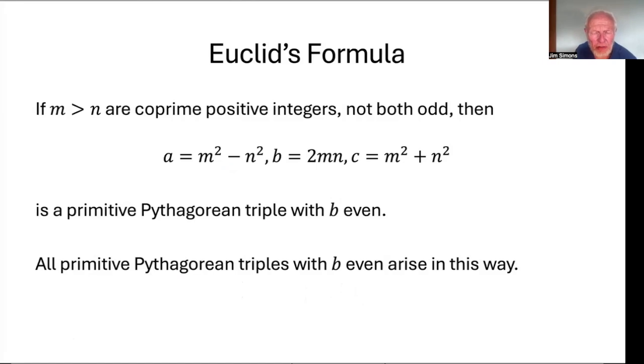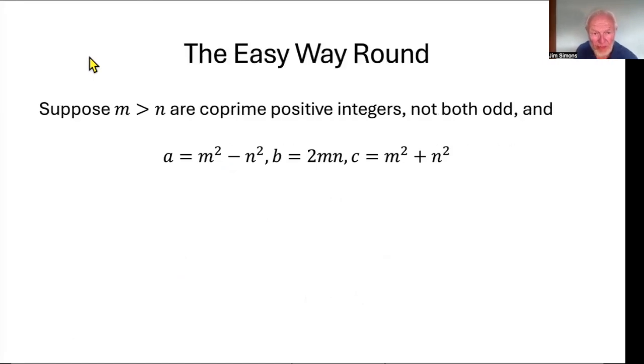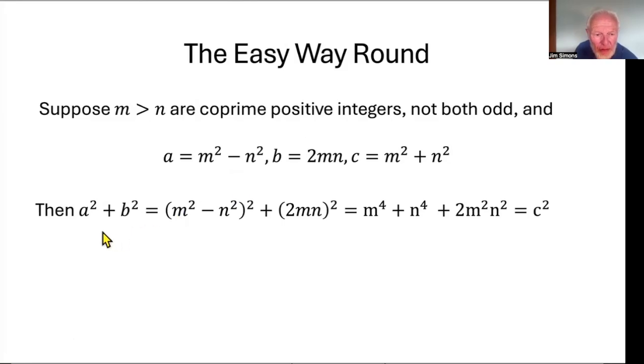So let's prove that. First thing to do, the easy way around, is to prove that if we have m and n co-prime, not both odd, and we create that, then that is a primitive Pythagorean triple with b even. Well, the b even bit's easy. The Pythagorean triple bit's easy too, if you just work out a squared plus b squared. This is m to the fourth plus n to the fourth minus 2m squared n squared plus 4m squared n squared. So there we are. So it is a Pythagorean triple.